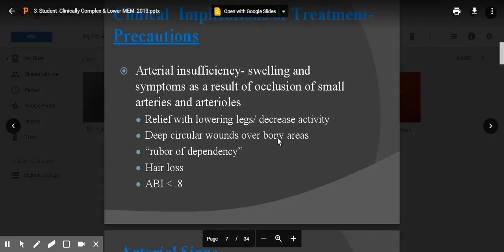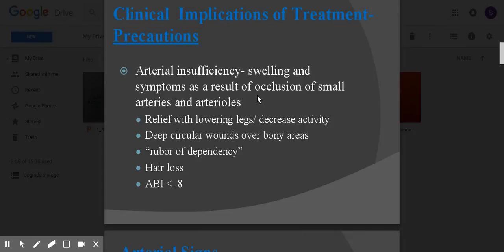We're now going to switch gears and talk about arterial insufficiency, where you will see some swelling and symptoms that occur, but you also have occlusion of the small arteries and arterioles. And this is a significant difference when it comes to treatment of these patients.